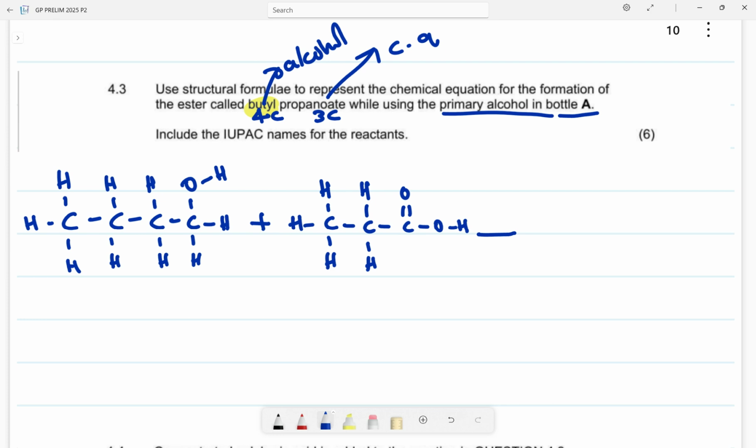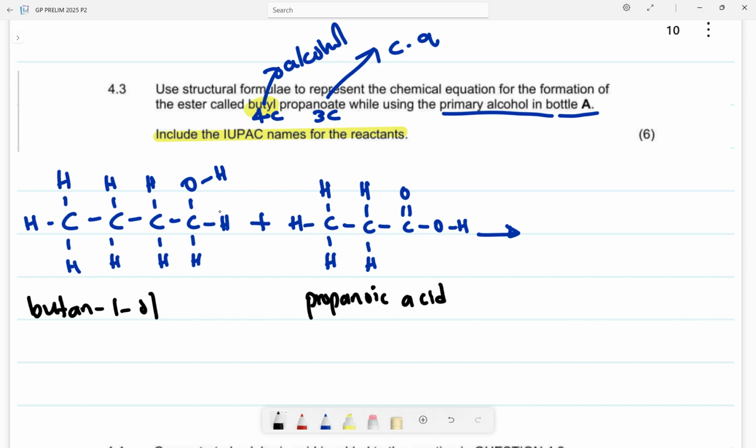And then it's going to form, and they are telling us to include the IUPAC names for the reactants. Guys, this is the easy 6 marks. So when I include the name, this is going to be 1, 2, 3, 4, so this is butan-1-ol, or 1-butanol. It's fine. And then here I have propanoic acid.